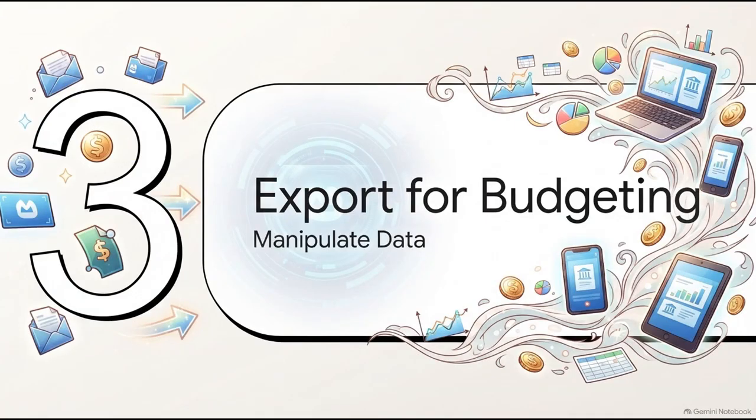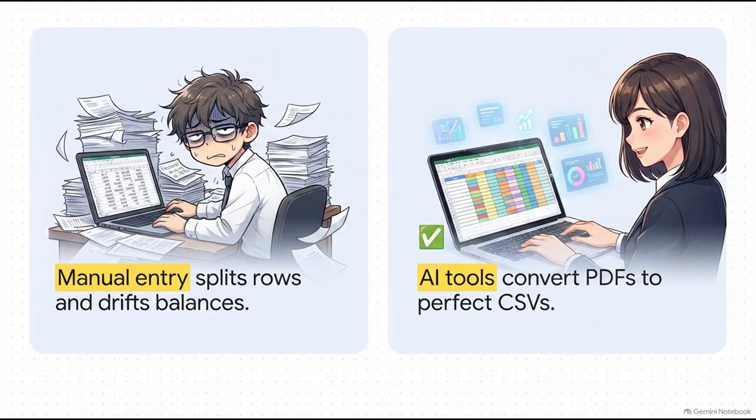Section 3. Exporting for budgeting. This is where we level up. It brilliantly illustrates the difference between working harder and working smarter. Historically, getting data out of a PDF meant manual data entry, just staring at a screen for hours. And as we all know, rekeying data leads to split rows, drifting balances, and completely missed transactions. It's where the errors begin.